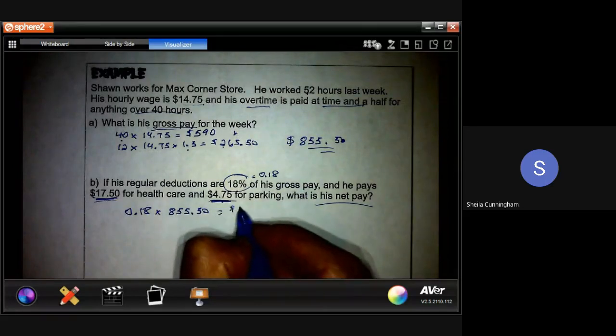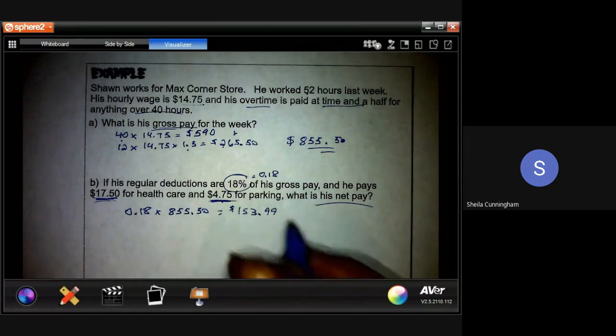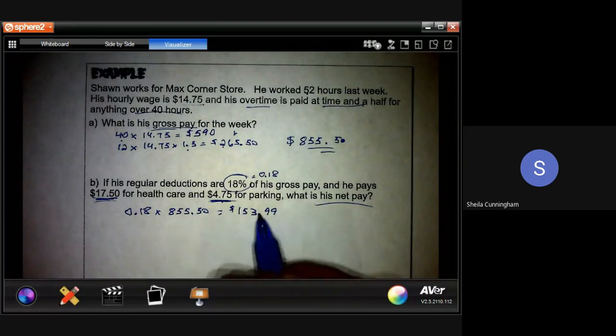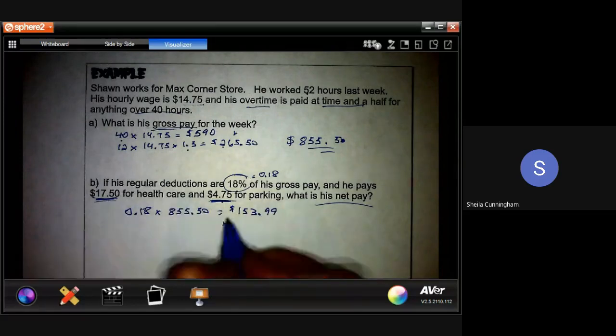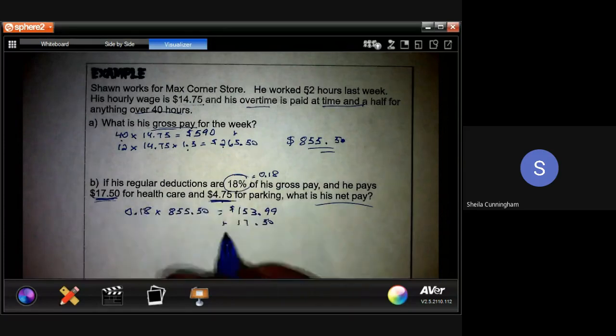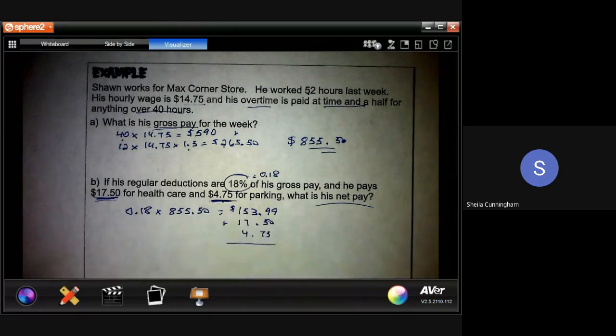So deductions for all of those basic regular deductions, your federal income tax, provincial, CPP, EI, that all works out to that. Now, we have additional deductions of $17.50. We have parking for $4.75. So if I add all of those deductions up, I am going to find that my total deductions are $176.24. That's deductions.